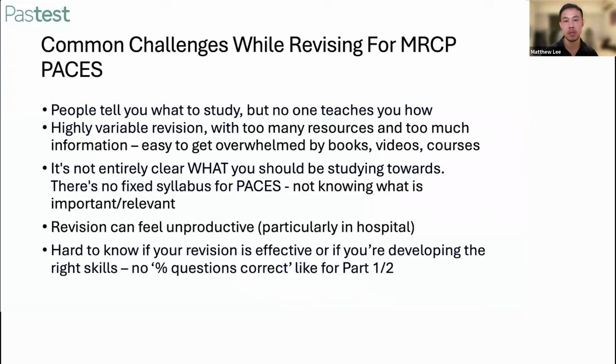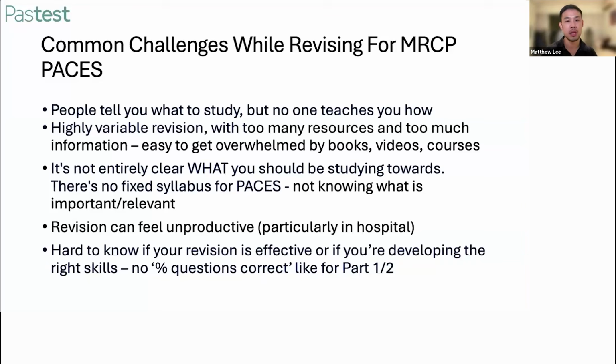You speak to seniors, speak to consultants, people give you their experience, and then you're sort of left to figure out, what do I study? How do I study? How do I get this information? How do I use the online video cases? Do I need to go to a course? How do I split my time between examinations? People tell you what to study, but very rarely do people tell you how, and how to make sense of everything.